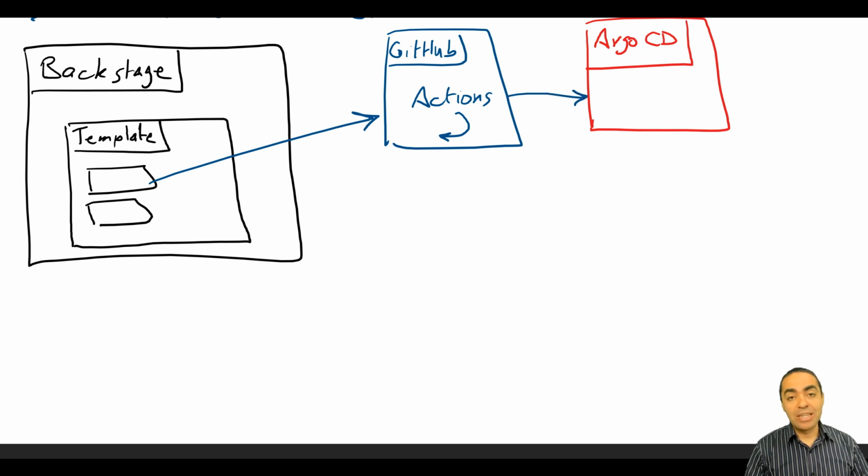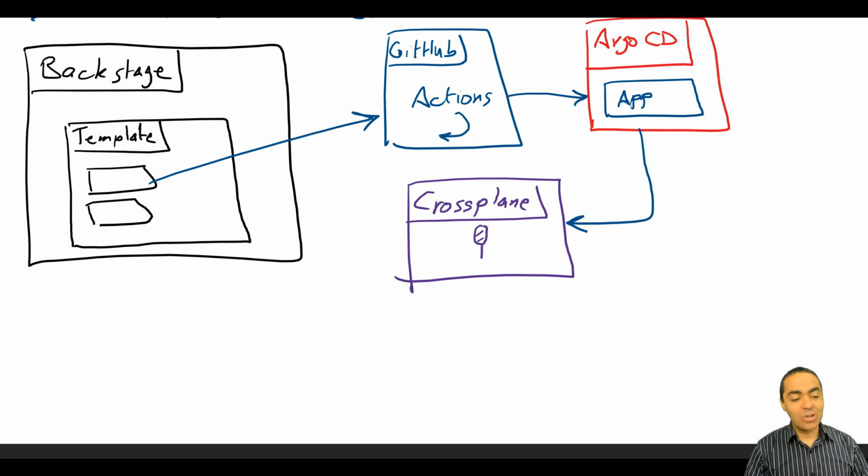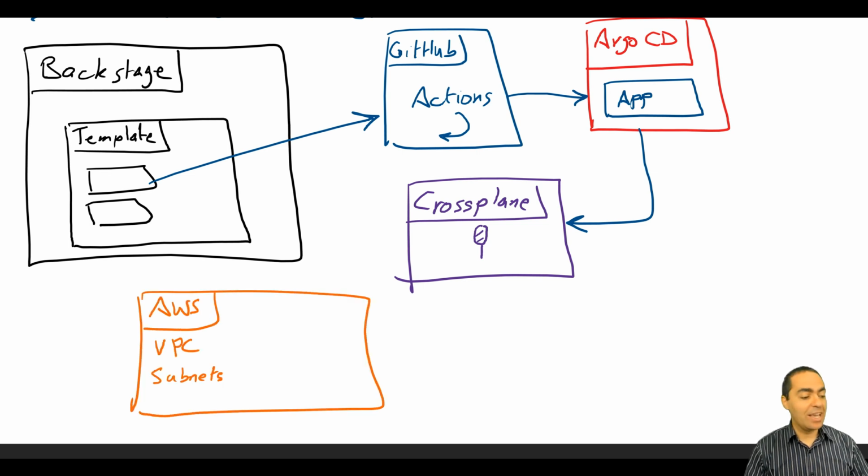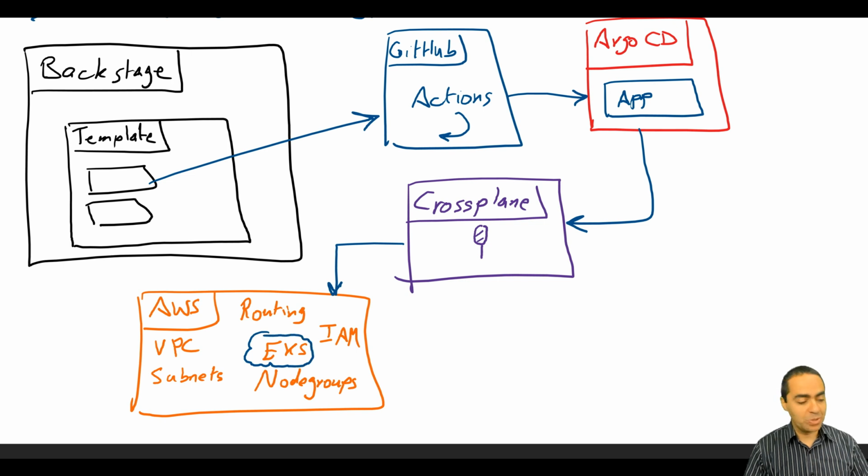And this ArgoCD app is actually going to call on Crossplane, and Crossplane is an infrastructure as code tool. Crossplane is going to go ahead and build our VPC in AWS with subnets, with routing, with IAM roles, node groups, an EKS cluster with node groups, and so on. Everything we need to do to get our EKS cluster running. So that's the first stage, right?